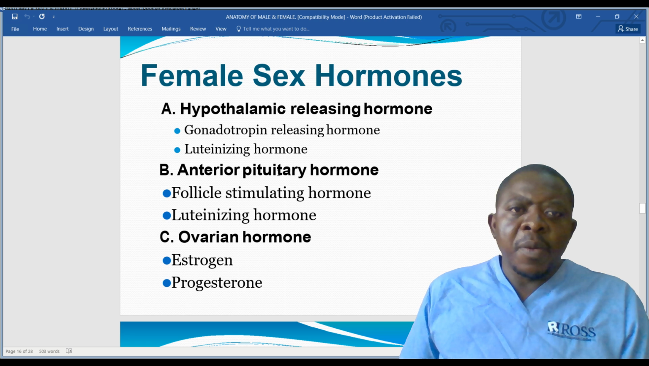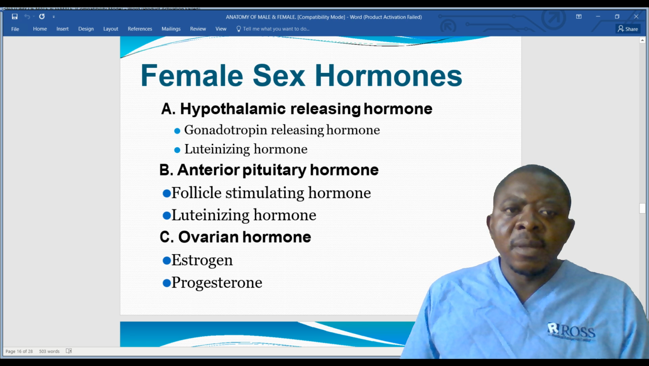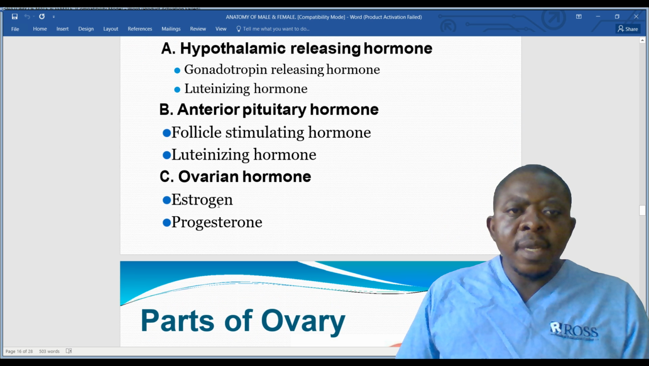Then B, we have anterior pituitary hormones. So it's the hypothalamus that stimulates the anterior pituitary hormone to release follicle stimulating hormone or luteinizing hormone. Then we have those that are produced by the ovaries or ovarian hormones, where we have estrogen and progesterone.